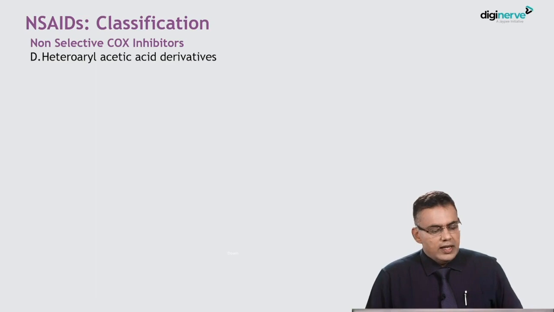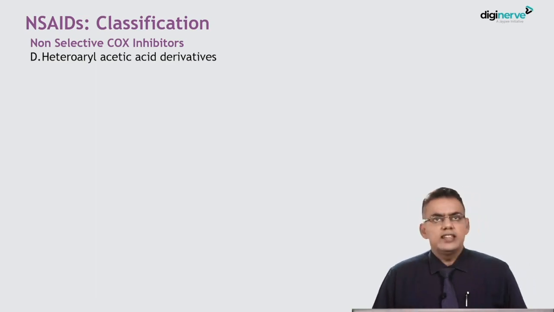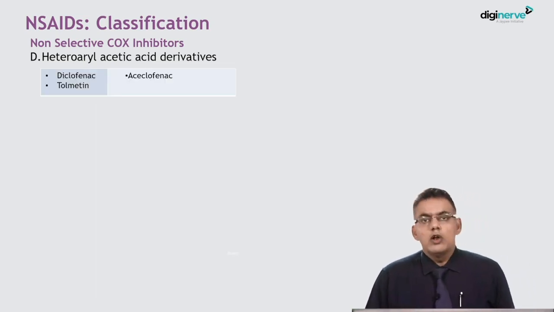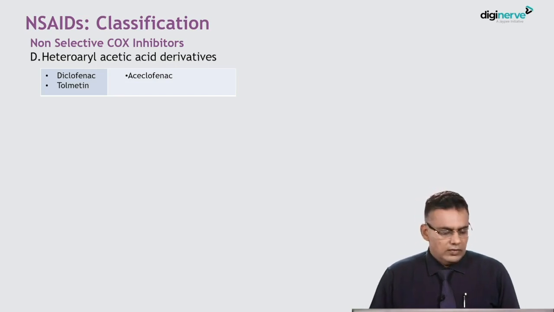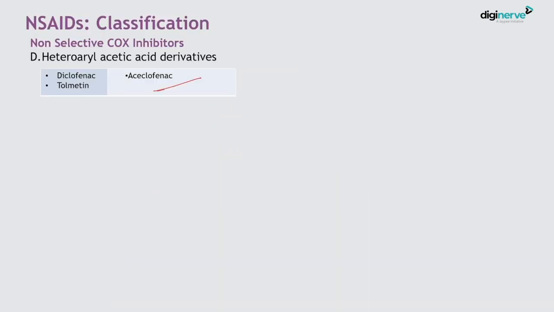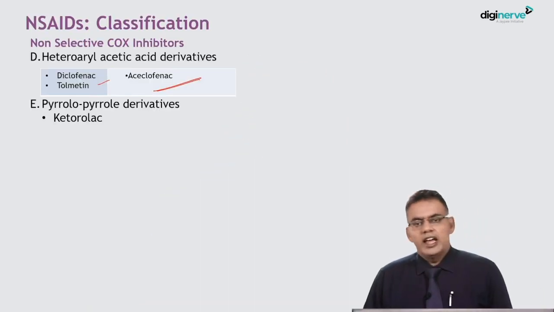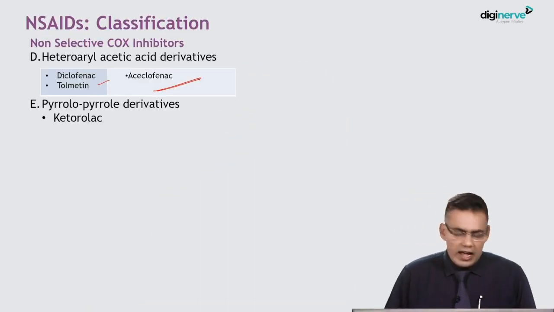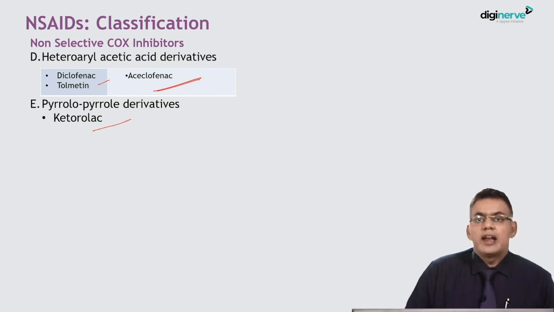The fourth is heteroaryl acetic acid derivatives. This includes diclofenac, tolmetin, and aceclofenac. It is a very important group of drugs which is used commonly in our country, diclofenac and aceclofenac. The next group we have is pyrrolopyrrole derivatives. Here we have ketorolac. It is the one which is given parenterally.